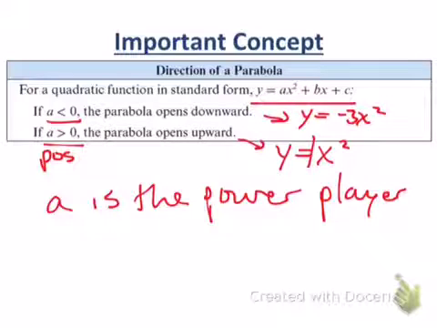And when we get to cubic functions, guess what? The cubic term determines the shape of the graph because it overpowers the squared term. Okay, so everything will be determined by the cubic term in a cubic function. And that makes sense, right? The most powerful exponent is going to determine the shape of the graph.